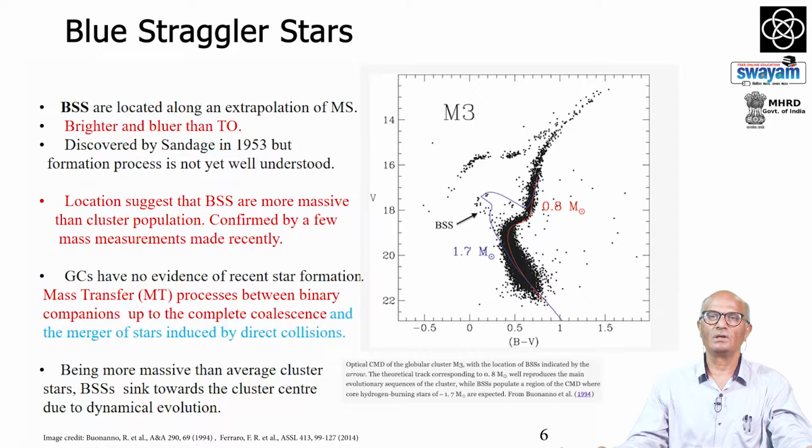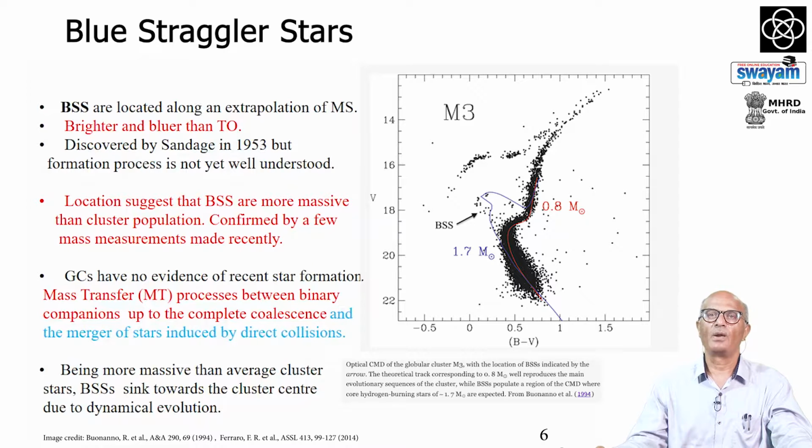One such group of stars found in globular clusters are called blue straggler stars, in brief BSS, and their formation is not well understood. In fact, our Indian AstroSat has contributed significantly to the understanding of these types of objects. So, in the next few slides I will concentrate on that. Let me just introduce what blue straggler stars are.